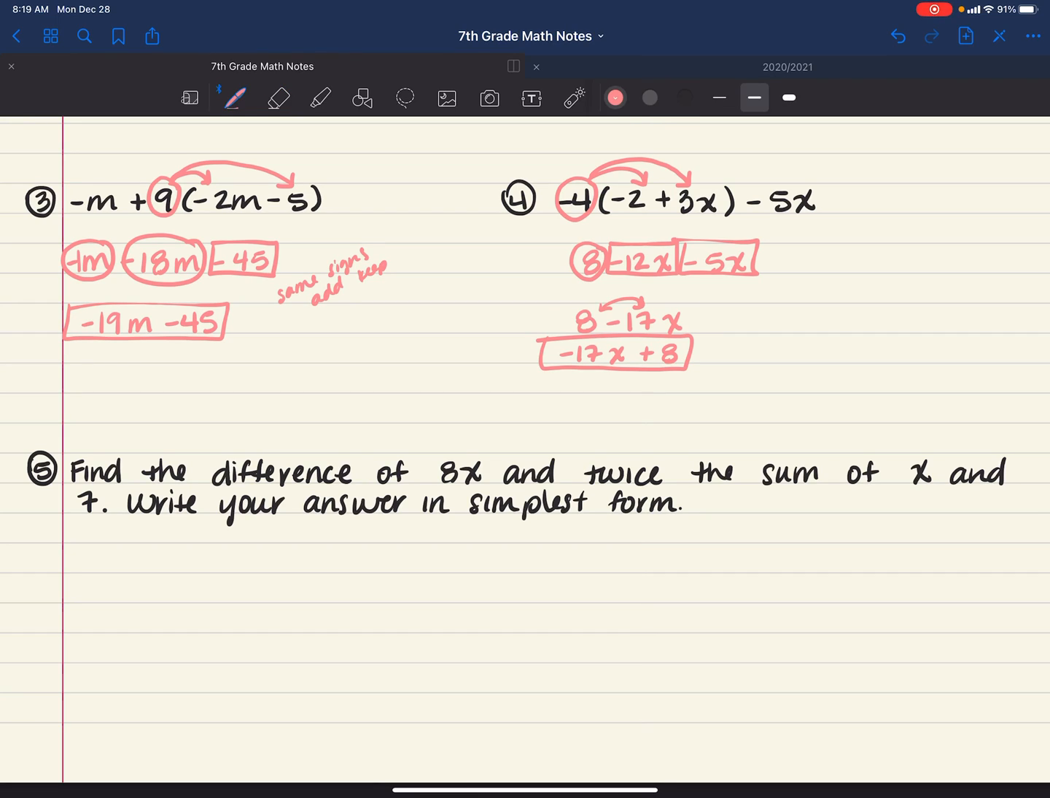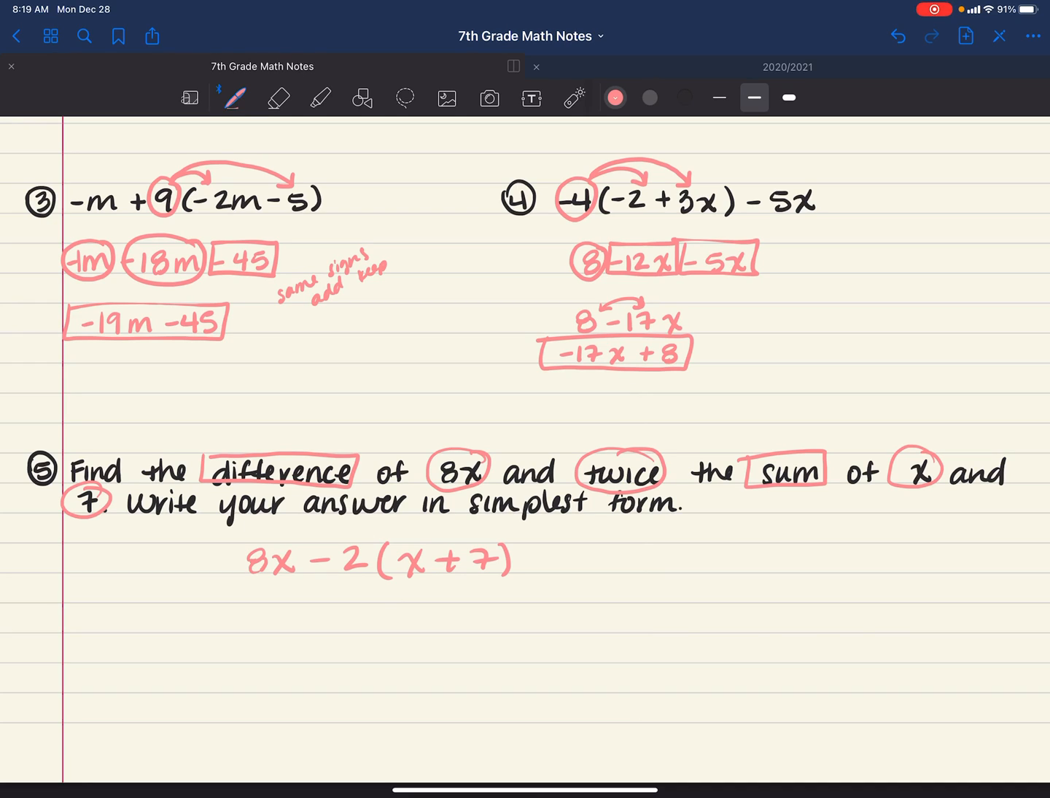So first, let's cube this. I'm just gonna box my keywords and circle my terms. Find the difference of 8x, and twice the sum of x and 7. So let's translate that. I'm finding the difference, I'm subtracting 8x and twice, right? Twice means times 2. So I'm doubling the sum of x and 7. Twice the sum of x plus 7.